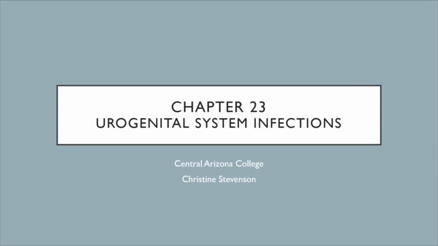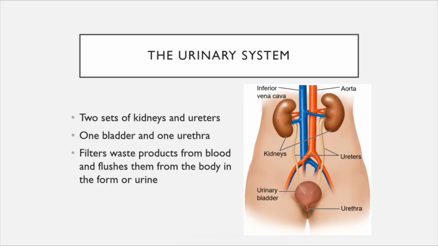Hello everyone and welcome to Chapter 23 on urogenital system infections. In this chapter, we are going to be covering infections of both the urinary system and the reproductive system, including both male and female anatomy. And we cover these systems together because, in particular in males, the two systems are tied together quite closely. So let's take a look first at the urinary system.